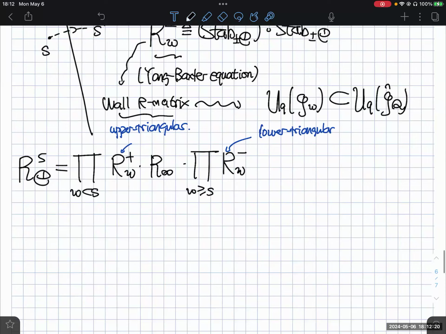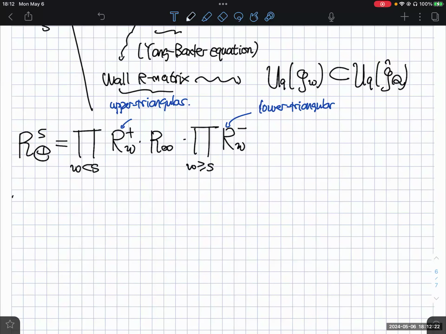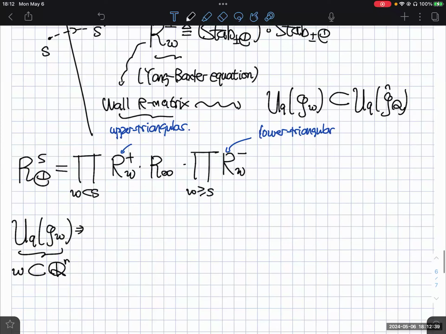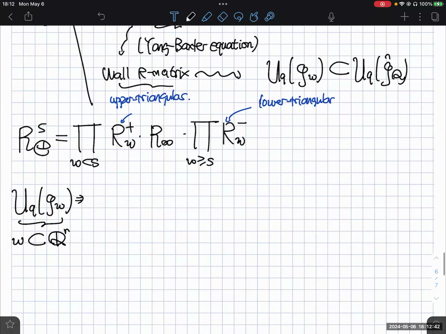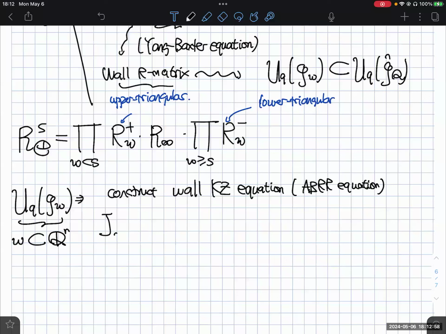Anyway, the key thing is this wall subalgebra. Using this wall subalgebra, this is the key thing. For each wall subalgebra, which corresponds to some wall inside of this slope parameter space, we can construct what is called the wall conditioning homological equation, or it has another name, which is called the ABRI equation, which is written in the following way.